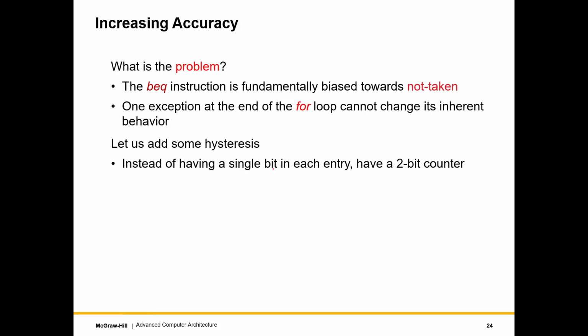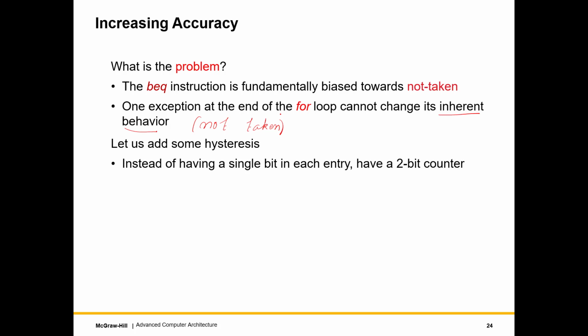right? So, but the point is that the single exception at the end of the for loop cannot change, should not change its inherent behavior, right? So what is the inherent behavior of the branch? The inherent behavior is that the branch is predominantly not taken. It is just in the last iteration of the for loop in which the branch is taken. However, this should not, one exception should not change the way we perceive the branch.